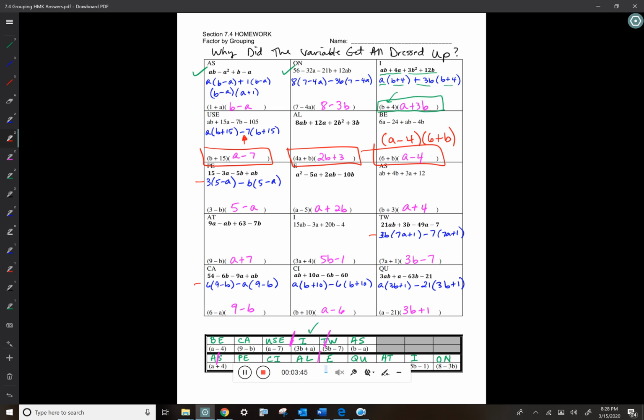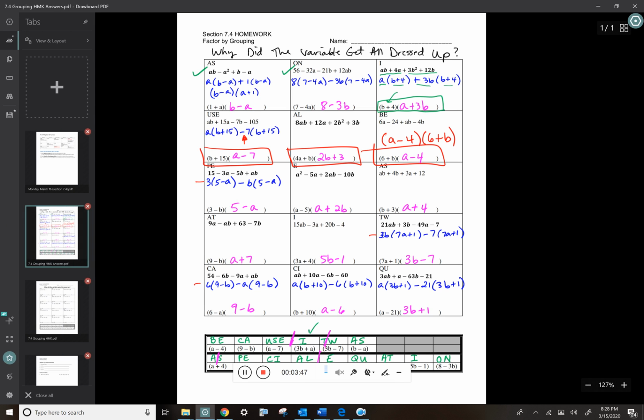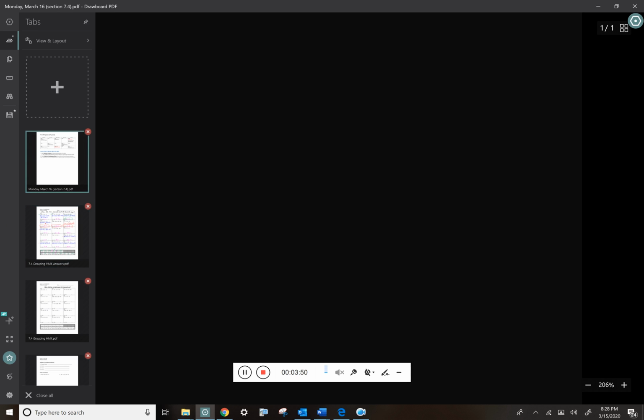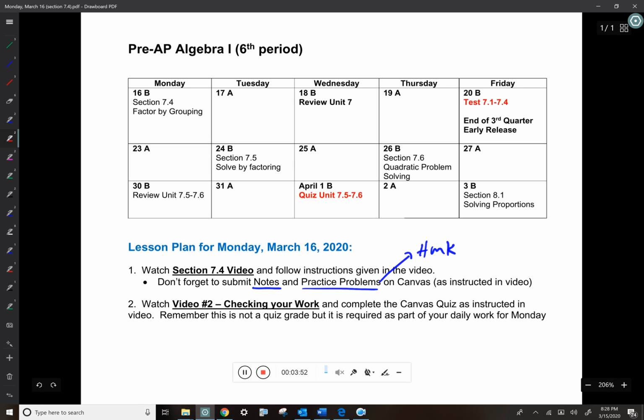So hopefully you've checked all of those, and I want to take you back to kind of where we started, the information I had showed you at the very beginning. So at this point, you should have watched the section 7.4 video, which gave you the notes and the practice problems. Right, those 15 problems. The homework, remember, was the 15 problems. You should have submitted those on Canvas. If you haven't yet, make sure you do that. And you're going to submit both the notes and the practice problems in one submission. I think it's titled 7.4 Notes and Homework.